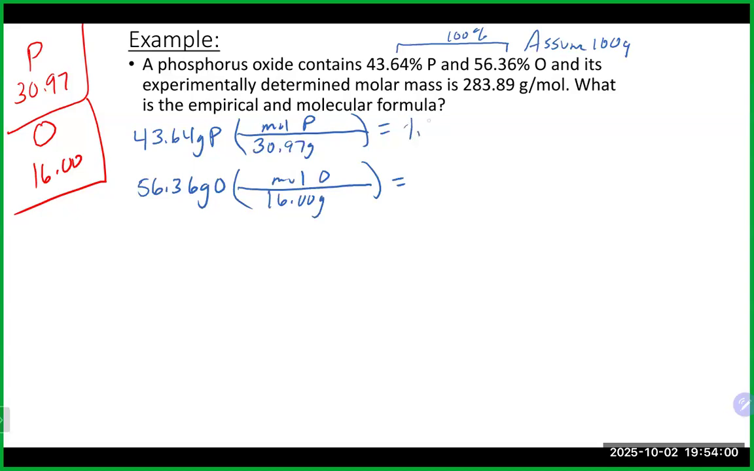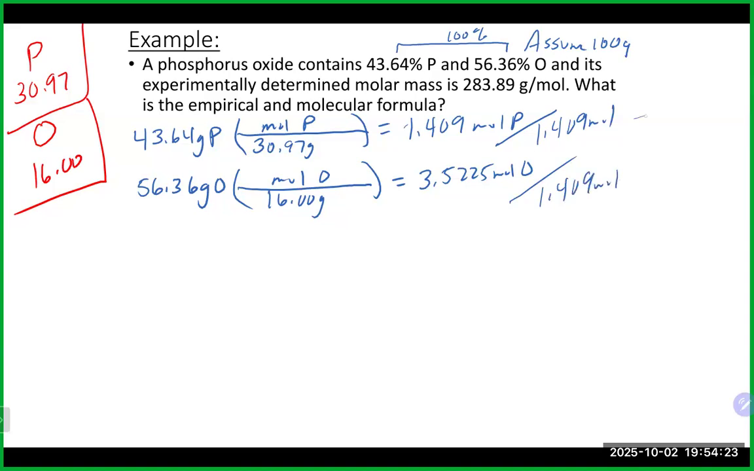We'll call it 1.409 moles of phosphorus. For our oxygen, 56.36 divided by 16, 3.5225 moles of oxygen. Here we're going to divide by the smallest, which looks like it is phosphorus, so 1.409 moles divided into both here. It's going to give me 1. And in this particular case, we will end up with 2.5.